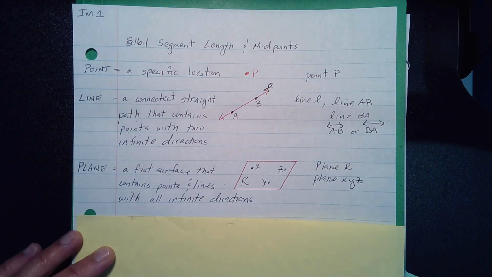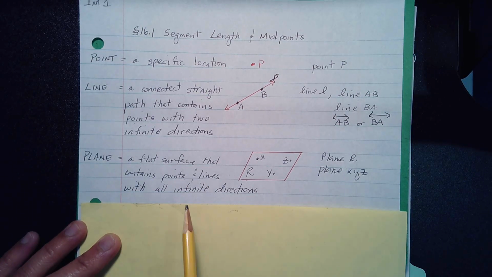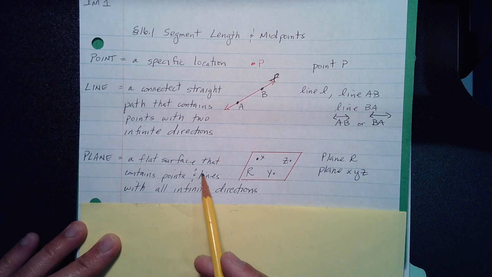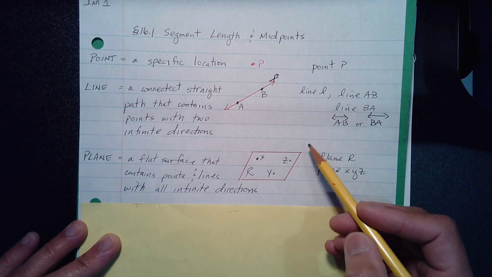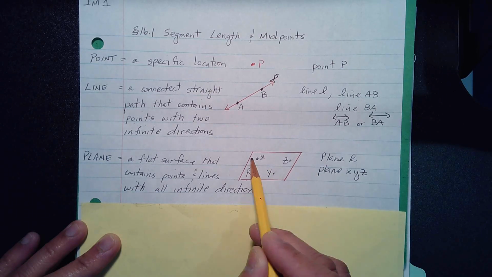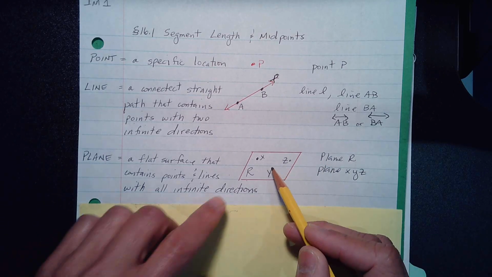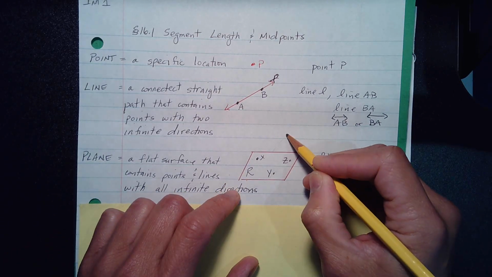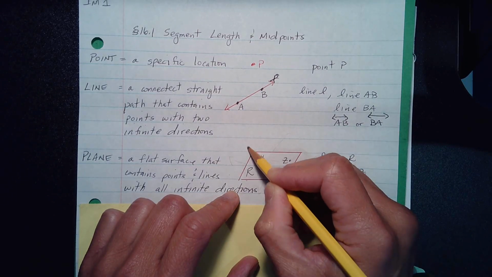Next is a plane. A plane is a flat surface with no thickness. So a plane is a flat surface with no thickness that contains points and lines with all infinite directions. So what I mean by that is, well, this could be a line, that could be a line, these are points. This is a flat surface, so it continues in this direction, continues this direction, in all directions.